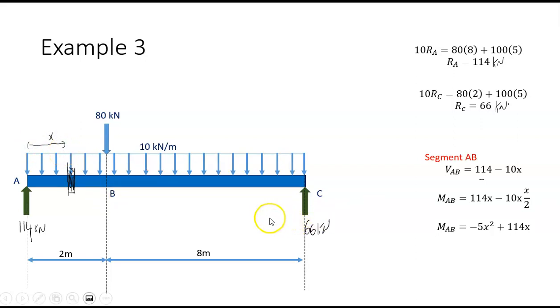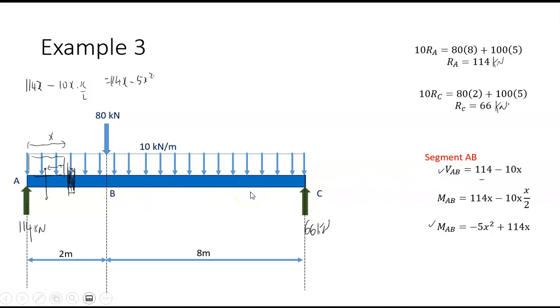And if we want to get the bending moment between this segment, then that's going to be 114, acting at that distance x, that's 114x, minus 10x, which acts through the centroid, which for a rectangle is halfway through it, so that's x over 2. That equals 114x minus 5x squared. Okay, so that's for segment A and B. There's our shear force and bending moments.